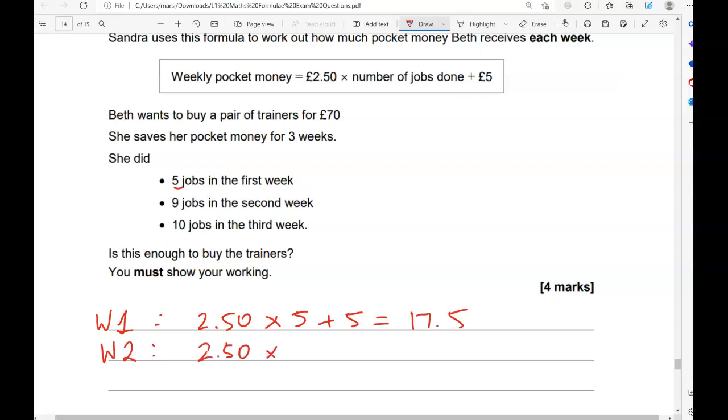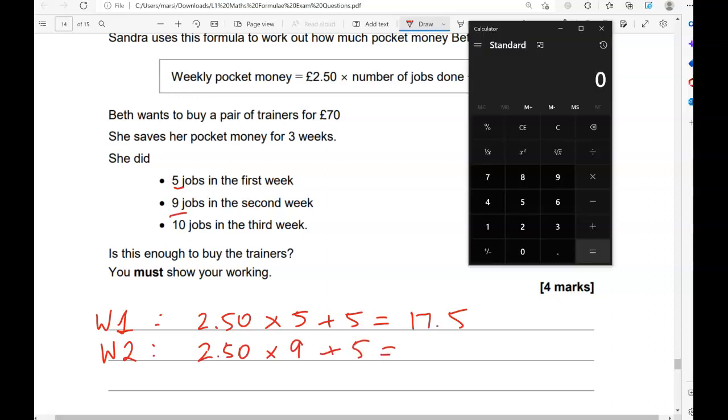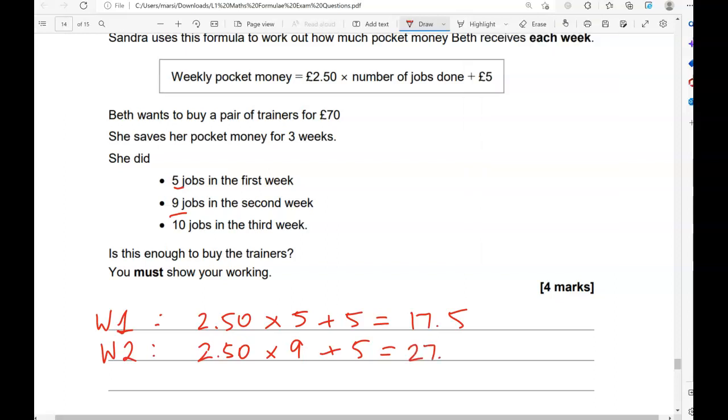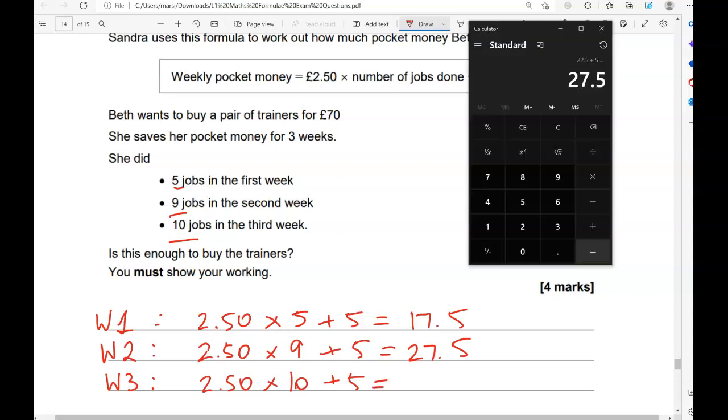£2.50 times 9 plus the £5. So 2.5 times 9 equals 22.5 plus 5 gives us 27.5. Week 3, £2.50 times 10 plus 5. Which is 30.